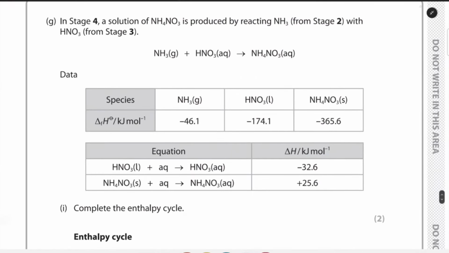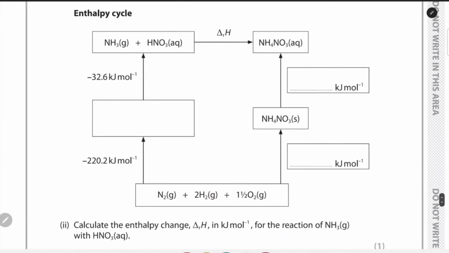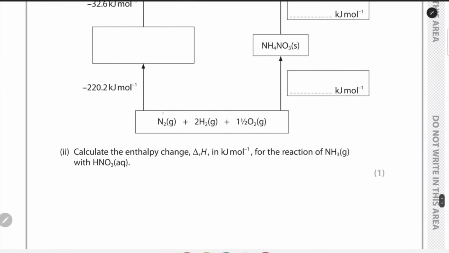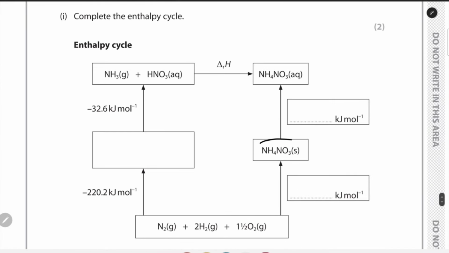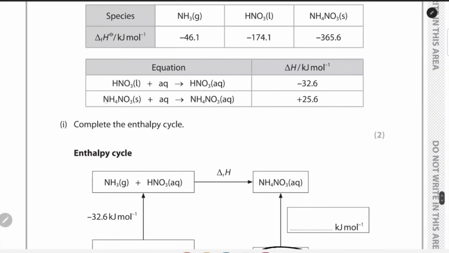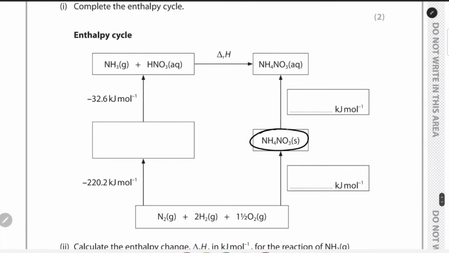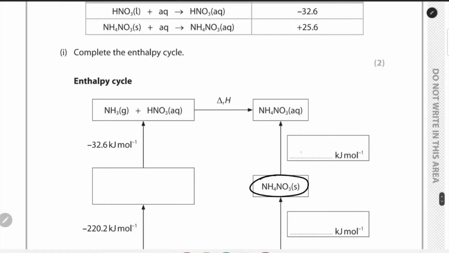Now for part G, we have a Hess cycle over here and we have to complete it. Now from the data we have to find out the enthalpy change from NH4NO3 solid to aqueous. So this is the change over here, NH4NO3 solid being turned into NH4NO3 aqueous. So this will be plus 25.6.